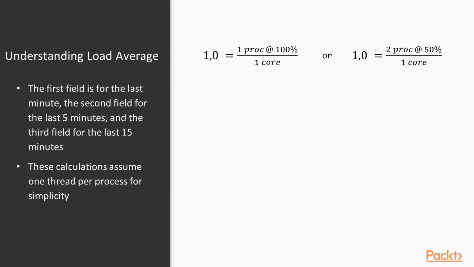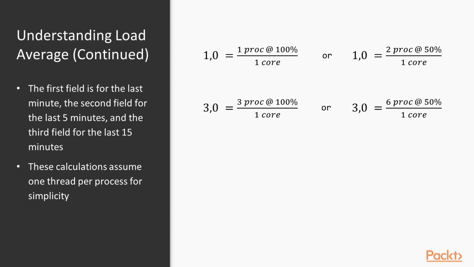Anyhow, a load average of 1.0 means that one process is utilizing the CPU core at 100% on a single core system. It could also mean that there are two processes, for example, each one utilizing the CPU at around 50%. A load average of 3.0 can mean that there are three processes, each working at 100% and thus competing for a single core. Just to give another example, it could also mean that we have 6 processes running on the system, each at around 50% utilization.